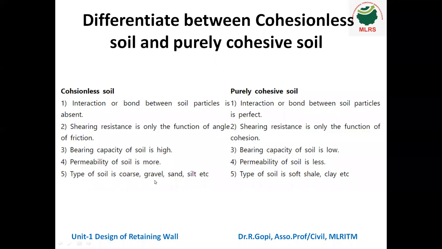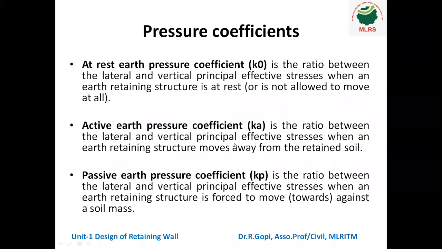The types of cohesionless soil are coarse sand, gravel, sand, silt, etc. Coming to cohesive soil, the types are soft shale, clay, etc. Clay is the best example of cohesive soil. So these are the five major differences between cohesionless soil and cohesive soil.